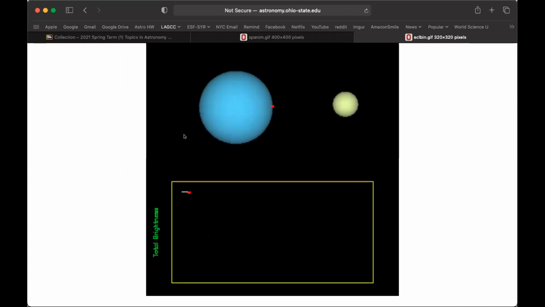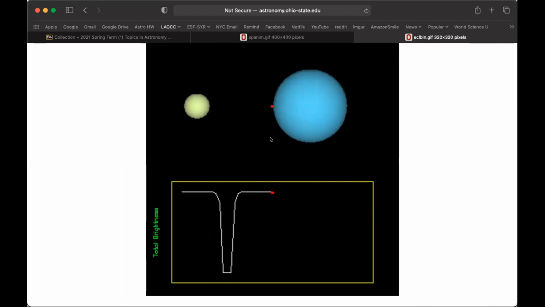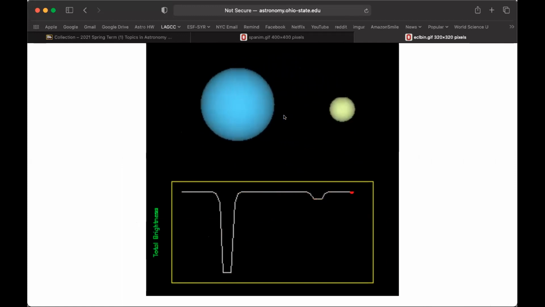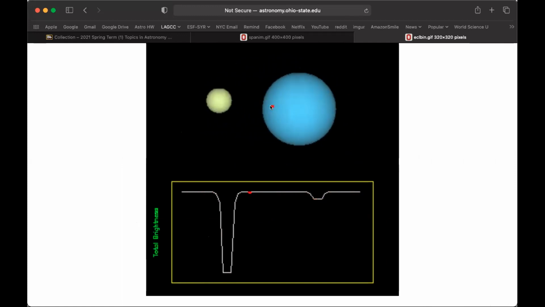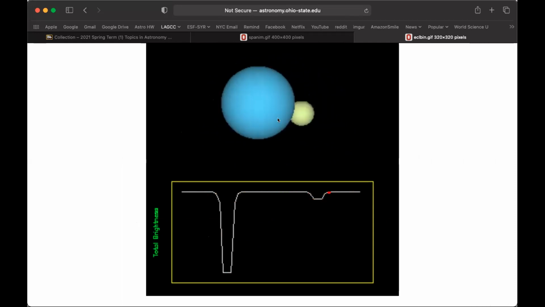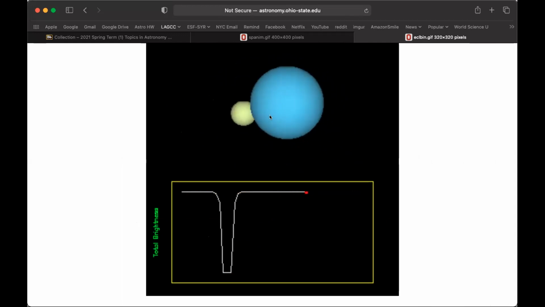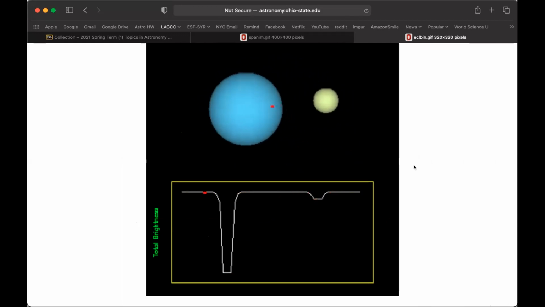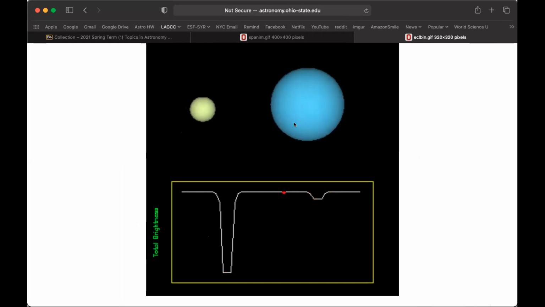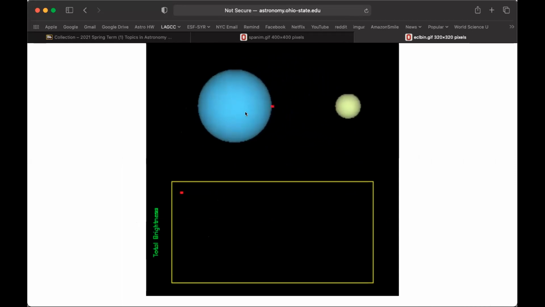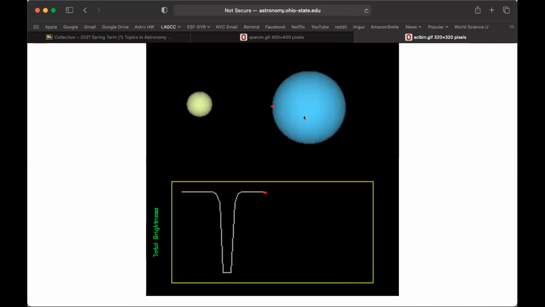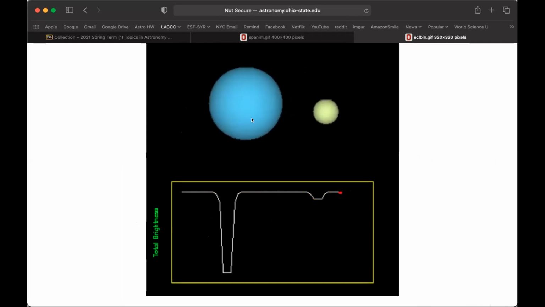All right, so we're looking at the total brightness as a function of time. There's a red dot in the middle, so we can see what our perspective is. If something's behind the red dot, it means it's farther away. If something is in front of the red dot, it means it's closer to us. Right now, the blue star is closer, and now the blue star is farther away. And now the blue star is closer, and now it's farther away.